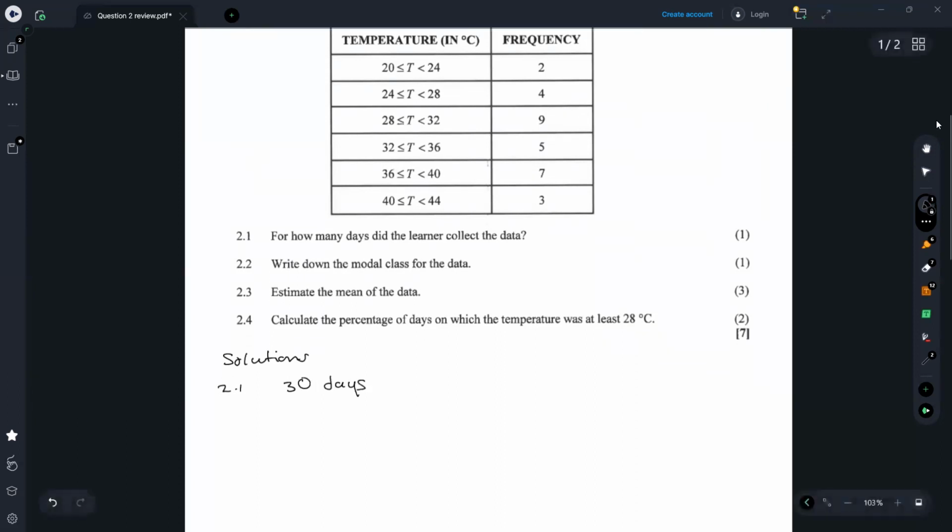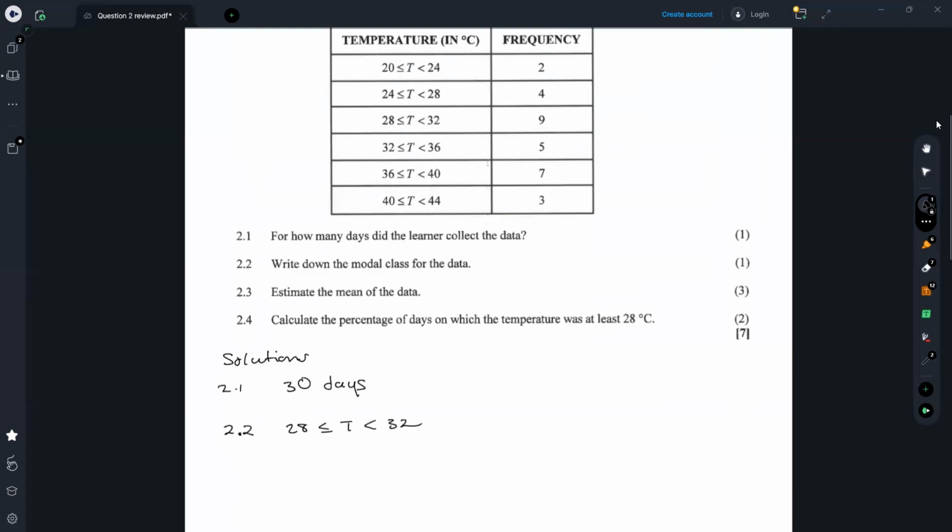Okay. Now for 2.2, they're saying write down the modal class of the data. So the modal class is the class that has the highest frequency. So in this case, that would be 28 to 32, because looking at the data here, the highest frequency we have is 9, right?